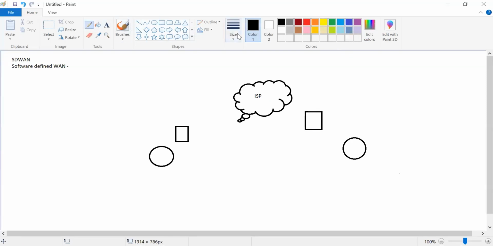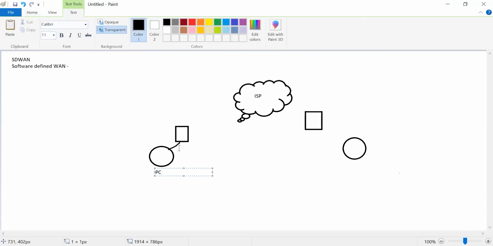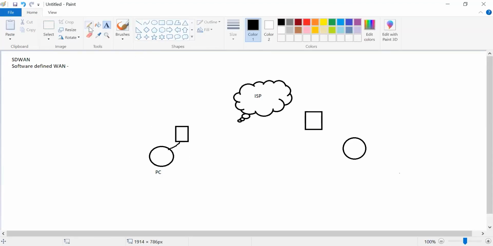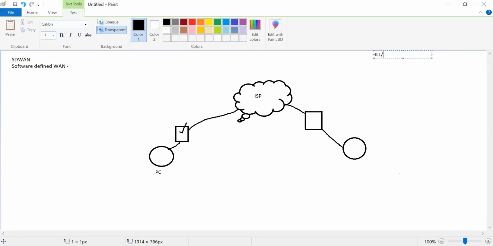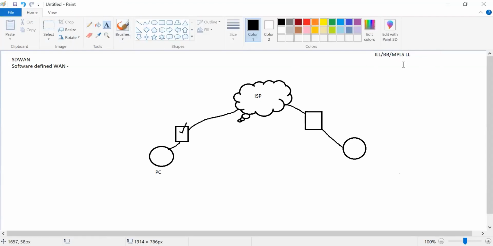The connectivity would go like this: if I'm sitting at my home, and this is my PC, I am connected wireless or wireline to my modem, and that goes somehow via internet line to one ISP. And if you are connected to the same provider, you may be connected via broadband or via ILL. We can definitely talk about the differences between ILL and broadband, and the MPLS leased line. It's key to know these differences.